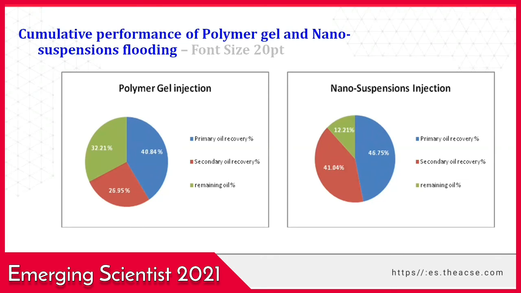On the other hand, the polymer gel injection is not as effective as nanosuspensions injection was. So nanosuspension was the best chemical injection.